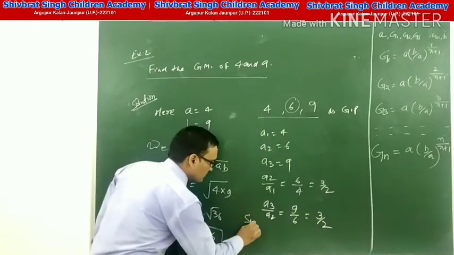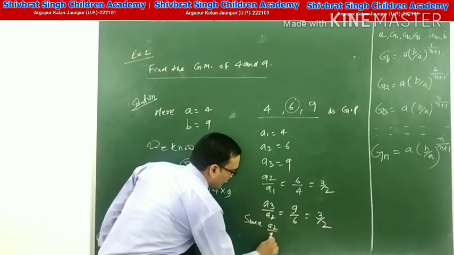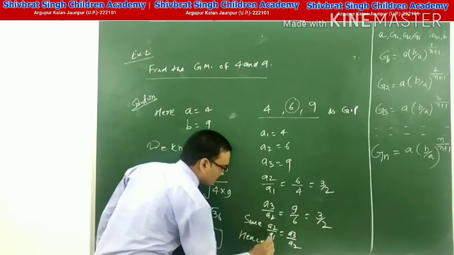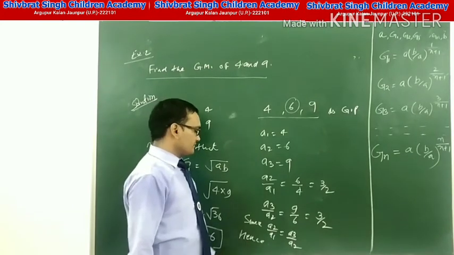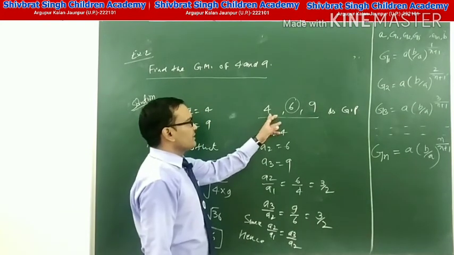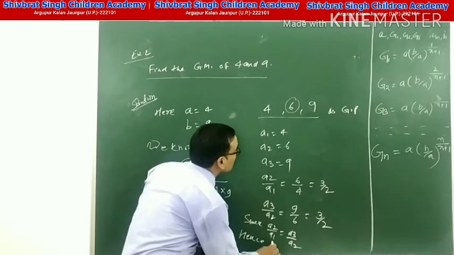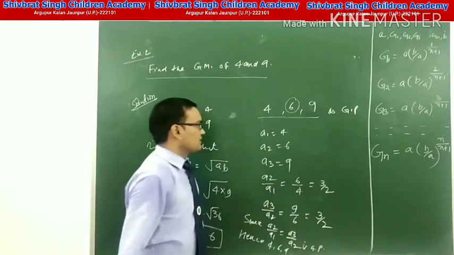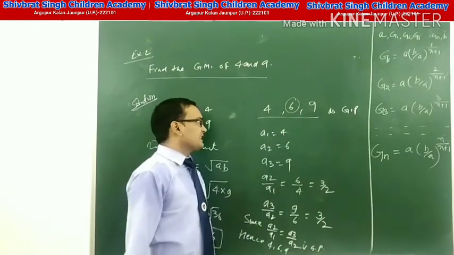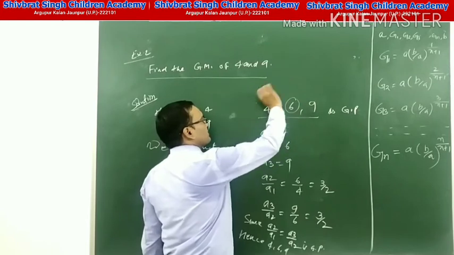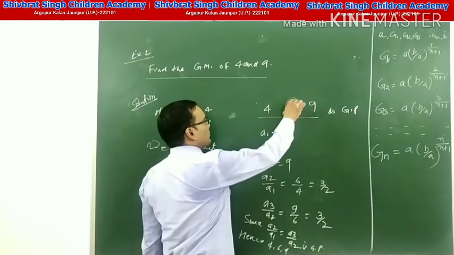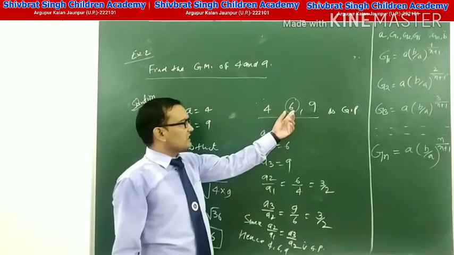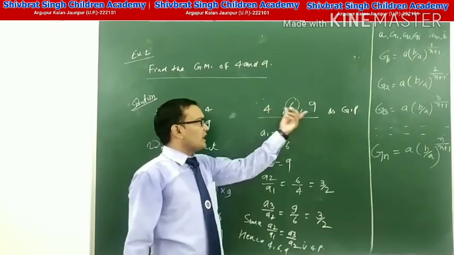Since a2 upon a1 equals a3 upon a2, hence the given sequence is a GP. Hence 4, 6, 9 is a GP. And check that 6 lies between 4 and 9. The value of 6 lies between 4 and 9. Yes. Hence 6 is the geometric mean of 4 and 9.